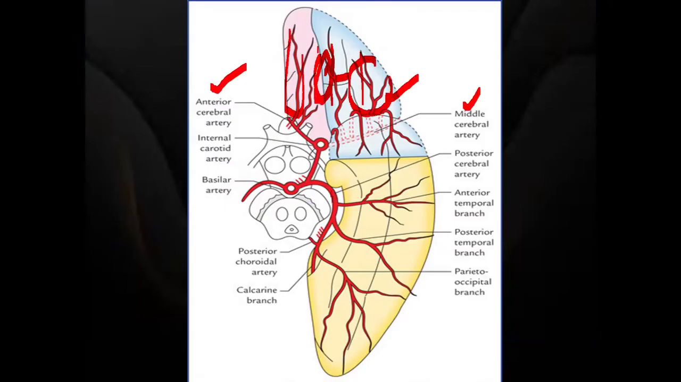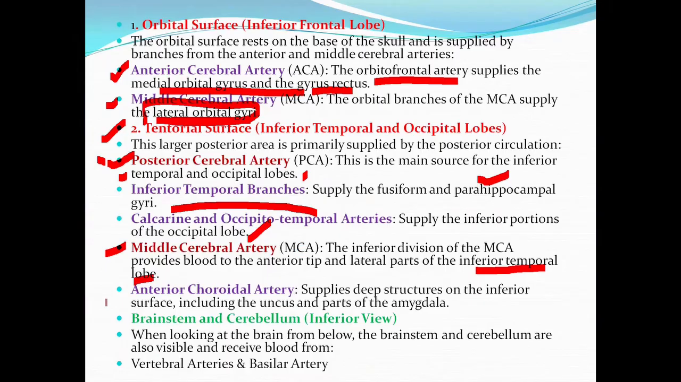Here we identify the middlemost portion will be supplied by the posterior cerebral artery branches. You are able to identify the branching patterns. So the anterior temporal branch, posterior temporal branch, this whole area will be taken care of by the posterior cerebral artery. Also, the anterior choroidal arteries apply to the deeper structures, even the uncus and amygdaloid body.